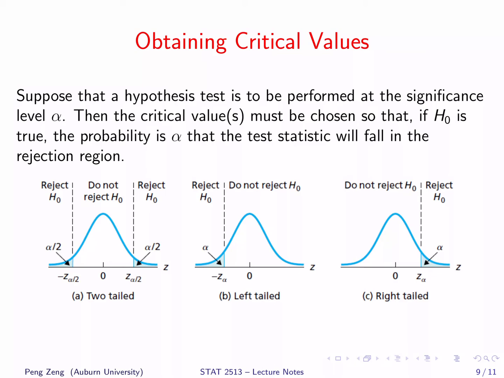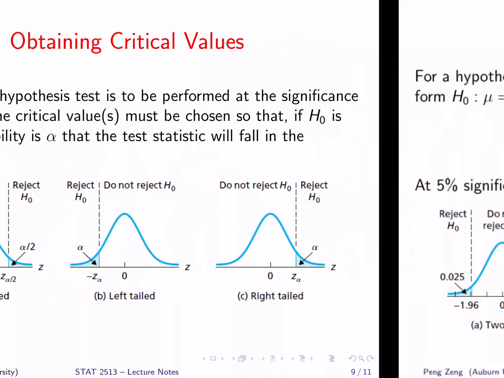For the two-tailed alternative hypothesis, the rejection region includes areas on both tails. Therefore, alpha over 2 for each part. The critical value is therefore plus minus z alpha over 2. Notice that we have two critical values for two-tailed alternative hypotheses.